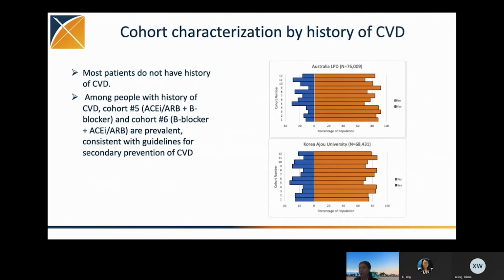Next, let's look at characterization by history of CVD. As we expected, most patients do not have a history of CVD. Among those with a history of CVD, cohort number 5 and cohort number 6, which are ACE inhibitor or ARB plus beta blocker, or vice versa, are highly prevalent. These findings make sense. It is consistent with the guideline for secondary prevention of cardiovascular disease. The current guideline recommends using these therapies to reduce risk among patients with CVD.